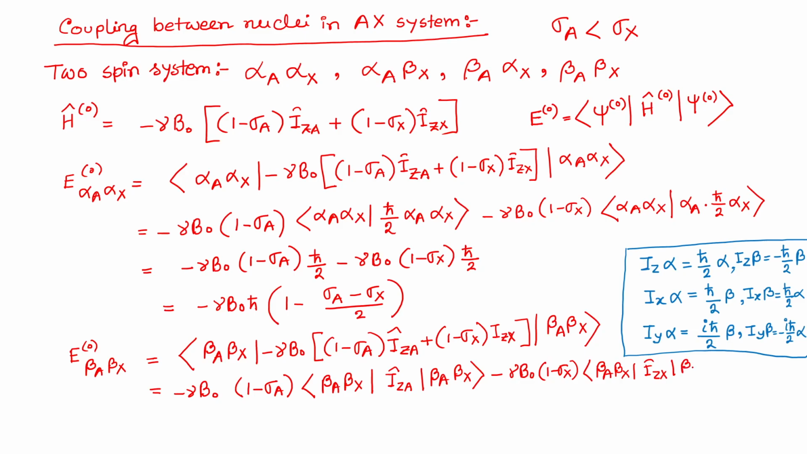Operate on beta A, beta X. But I was trying to say that it is going to give me 1 minus sigma A, beta X, Iz on this, and it is going to give you minus h cut by 2. It will operate on this, not X, so it will give you a minus h cut by 2 beta A, beta X.